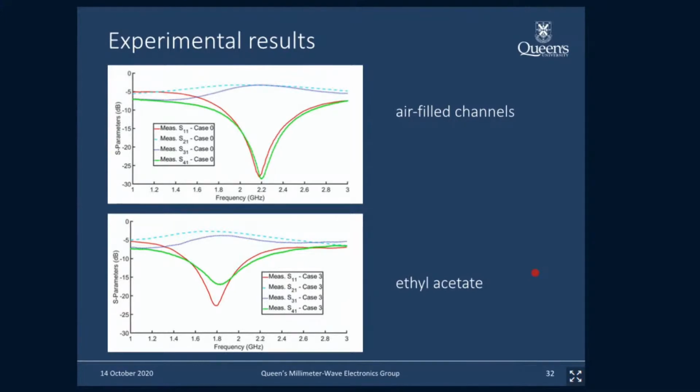When we start filling with ethyl acetate, you can have several different combinations, of course, but for this presentation I'm just showing you the 2 extreme cases, whether it's completely air filled or completely filled with ethyl acetate. When it's completely filled with ethyl acetate, the center frequency drops to 1.8 gigahertz. In this case, then, we have a good tuning range.